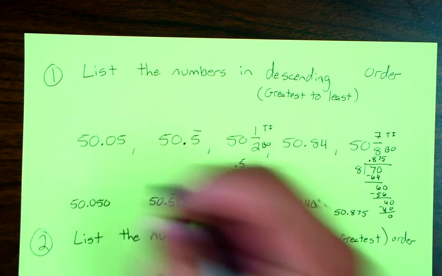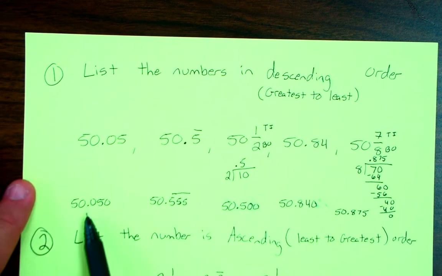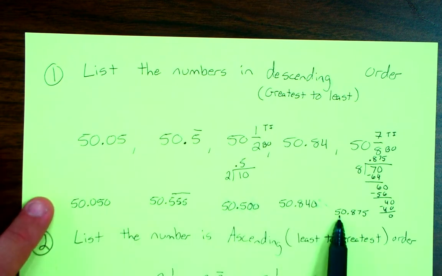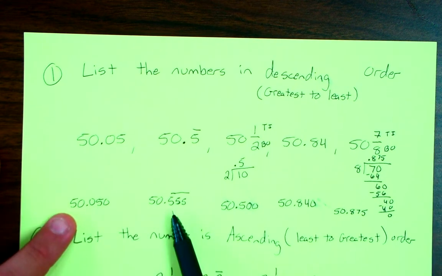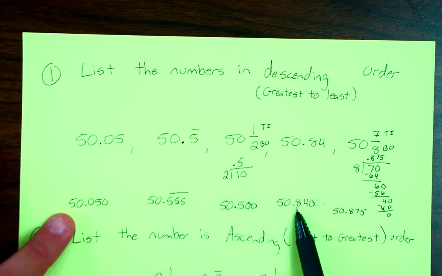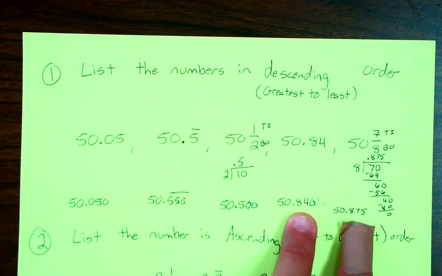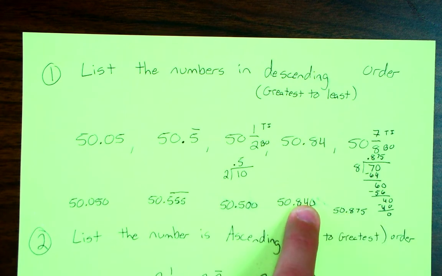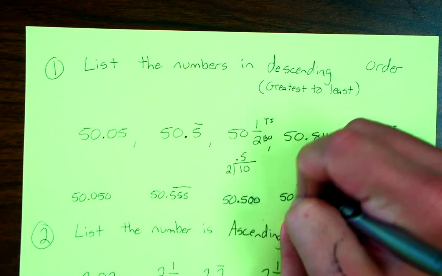Okay, now it says to put them in order from greatest to least. If you look, all the whole numbers are the same. So start with the tenths place. 0, that's a 5, that's a 5, that's an 8, and that's an 8. Well, the two largest ones are right here, and they both have the same tenths value. Look at the hundredths value. This one has a 7, this one has a 4, this one is largest, so this is first, this is second.